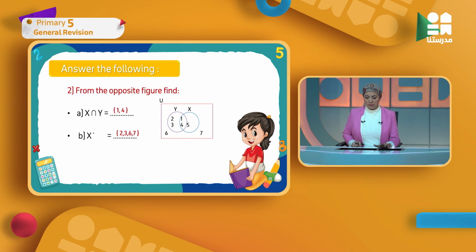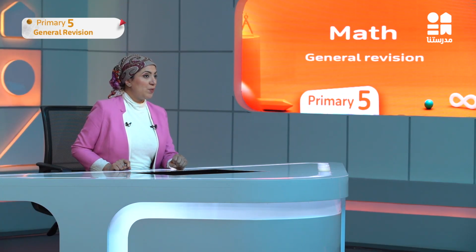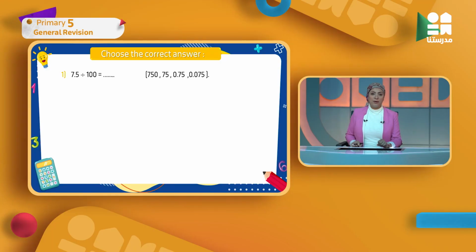Okay, now choose the correct answer. 7.5 divided by 100. Divided. Do I move to the right hand side or the left hand side? Divided, of course, I move to the left hand side. How many decimal places am I going to move to the left hand side? 2 places, because I have 2 zeros in the 100. So I will move the decimal place here 1 place, then another place.